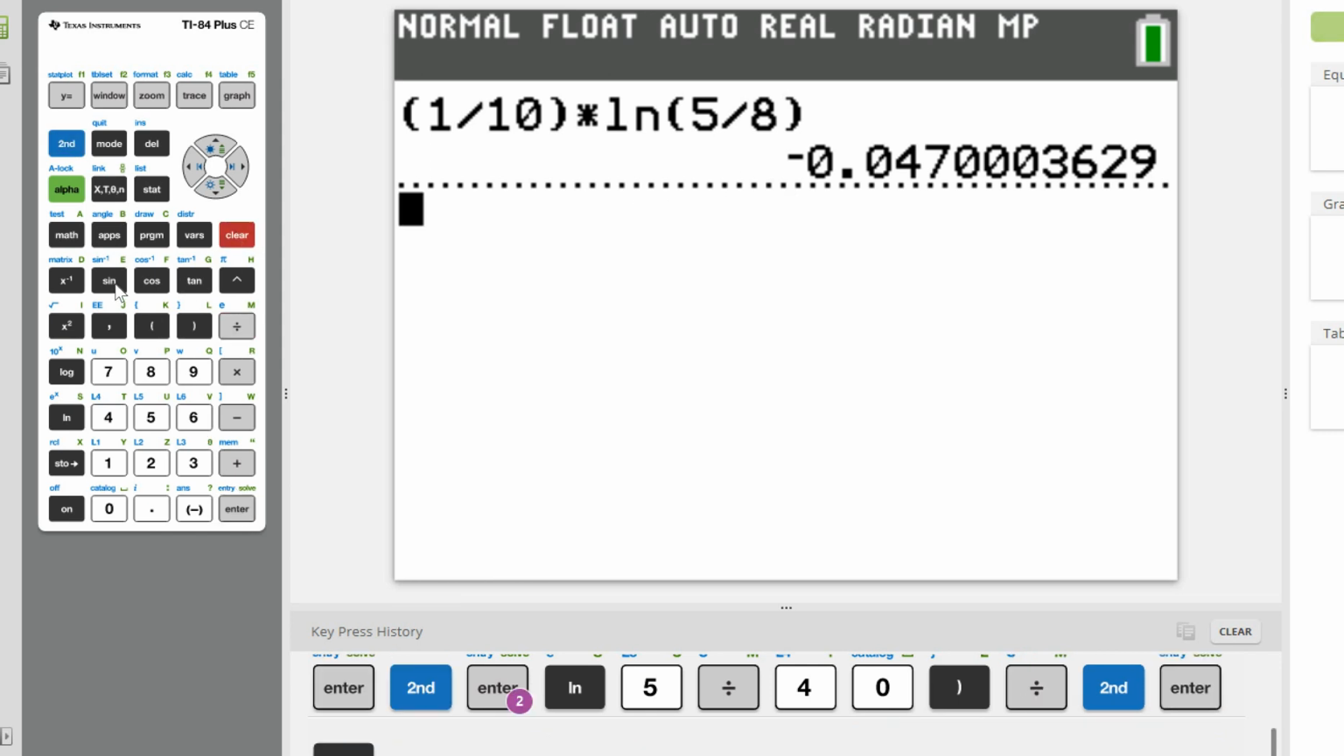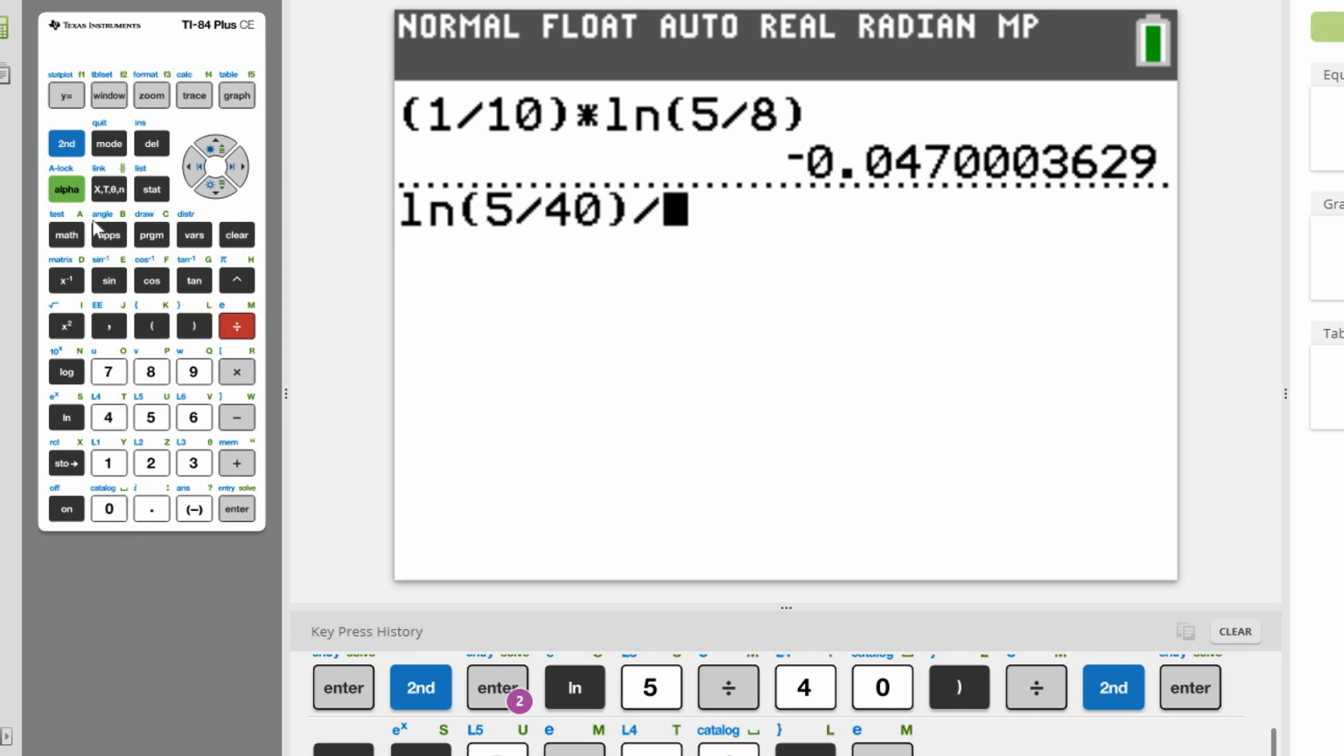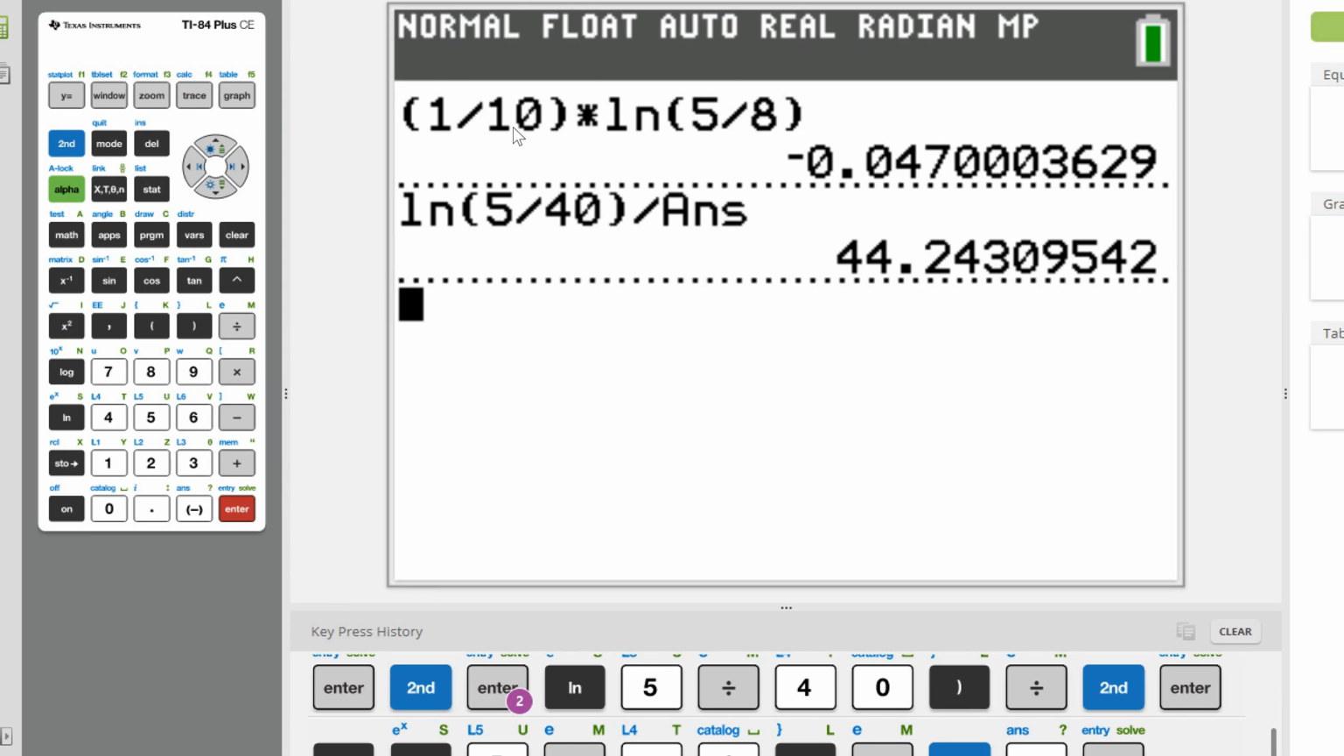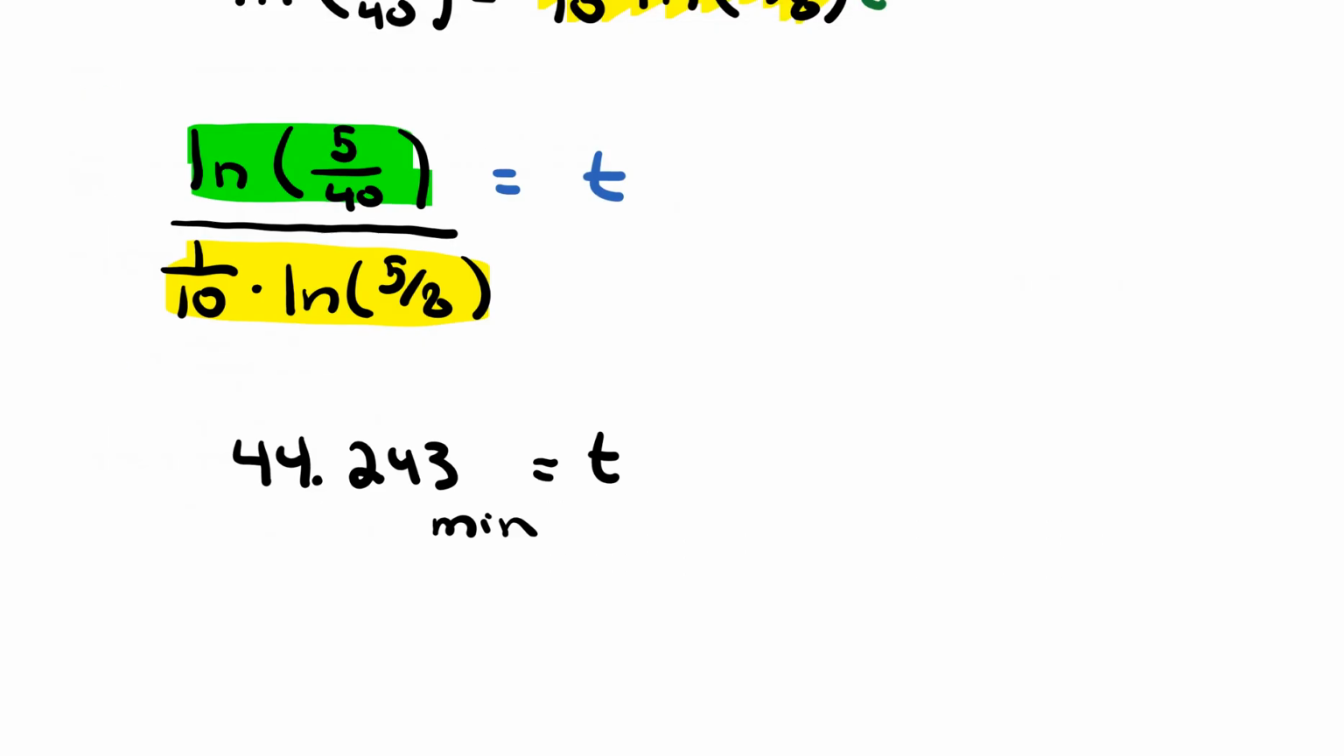Oops. Hold on, I'm botching this right now. So ln of 5 over 40 divided by the second answer. There you go. And there you got 44.243 minutes there. I'm sorry that I botched that a few times. I was just saying that on your calculator, calculate the denominator first, and then take your numerator and divide by your answer, and that way you can get the final answer correctly. So there it is, 44.243 minutes, and that should do it.